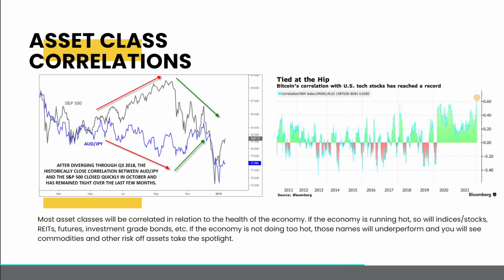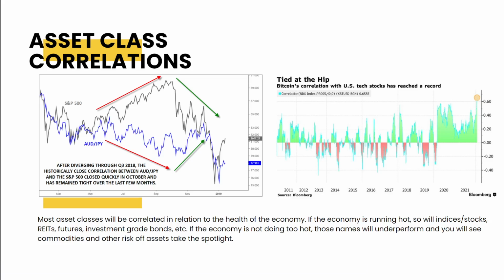And that brings us into asset class correlation. And I do have some charts here that we definitely need to go over. But most asset classes will be correlated in relation to the health of the economy. If the economy is running hot, so will indices and stocks and REITs, a real estate investment trust, futures, investment grade bonds, etc. If the economy is not doing too hot, those names will underperform, and you will see commodities and other risk-off assets take the spotlight.